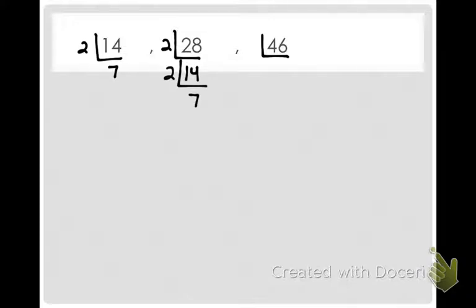Michael, do the next one for me. Number 46. You divide it by 2, and that will equal 23. 23 is a prime number, so we're done.